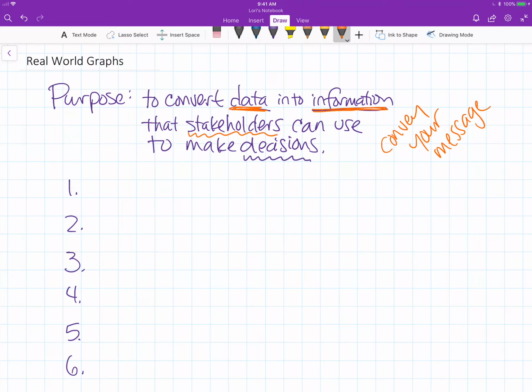I'm going to give you 6 different pointers about graphs, whether you are looking at ones already published in the literature or you are going to make them, that will hopefully help create those graphs in a way that those stakeholders can use them, that it will convey your message accurately and concisely, so that the information is transferred. So the first one is to keep it simple.